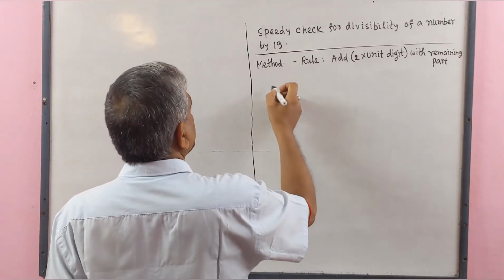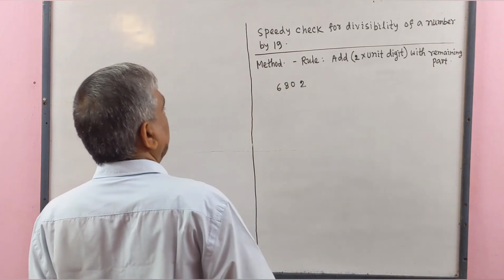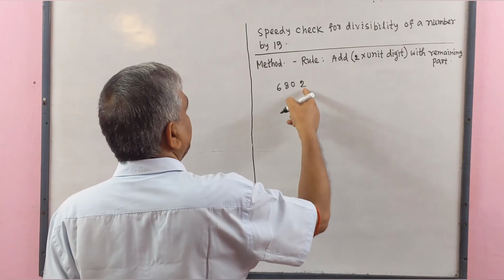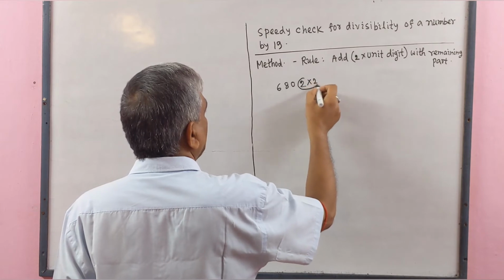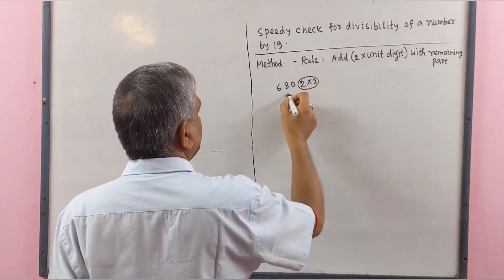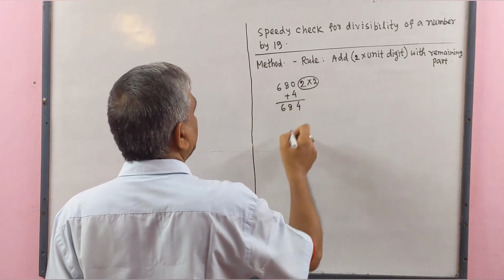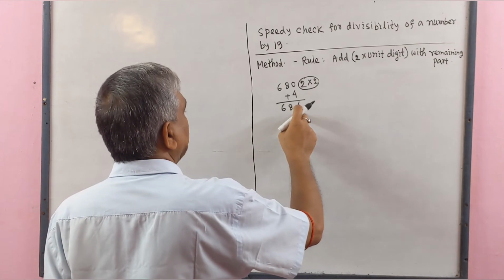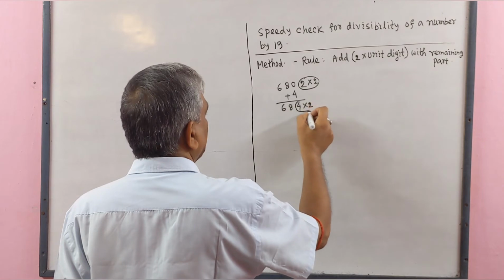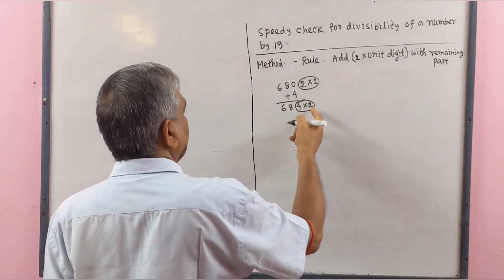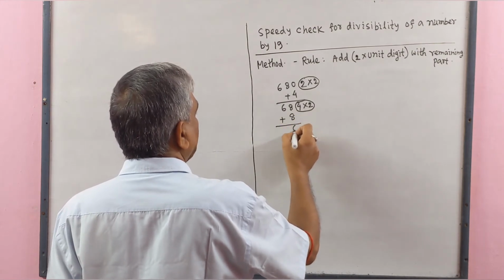Let the example be 6802. Here the digit in the unit place is 2. We multiply this 2 and it becomes 4. We add this to the remaining part. We get 684. Now the digit in the unit place is 4. We multiply this by 2. We get 8 and we add it. Here 76.